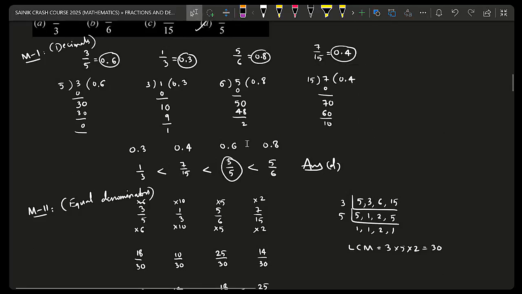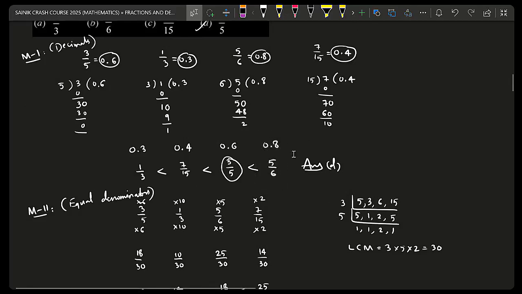I can arrange in ascending order like this: 0.3, 0.4, 0.6, 0.8. This is ascending order. Yes, sir. 0.3 came from which fraction, Aditi? 1 by 3. 0.4 came from which fraction? 7 by 15. 0.6 came from? 3 by 5. And 0.8 came from which fraction? 5 by 6.